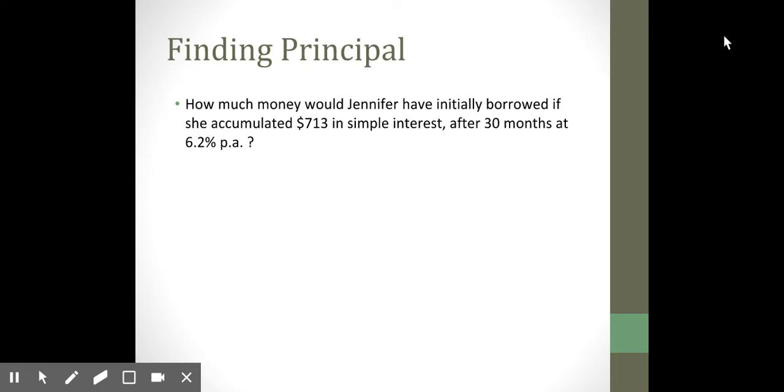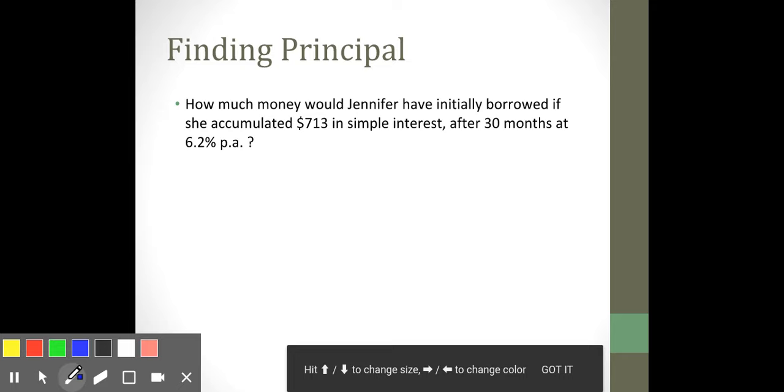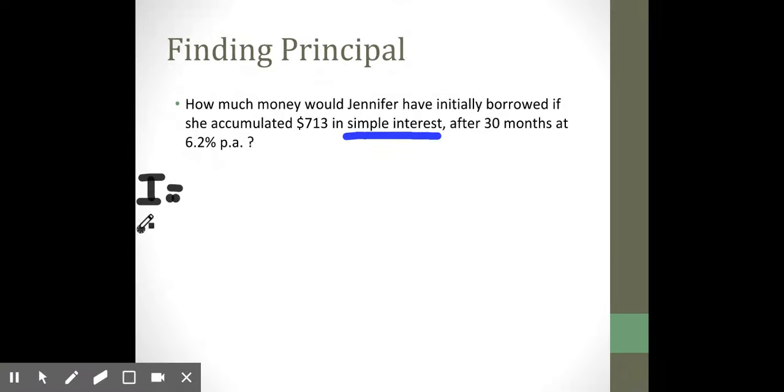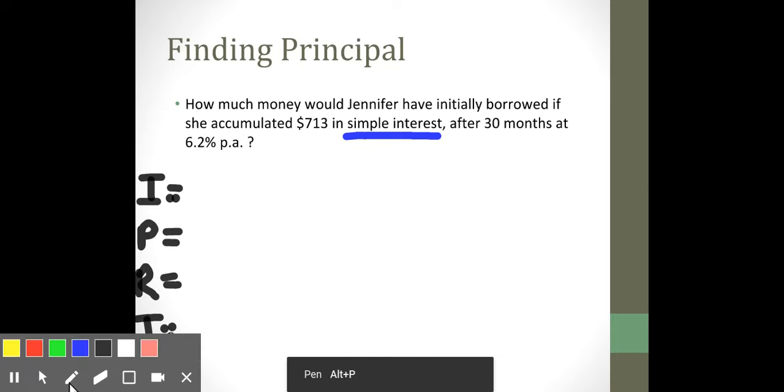Let's read this question. How much money would Jennifer have initially borrowed if she accumulated $713 in simple interest after 30 months at 6.2% per annum? So I notice the word simple interest, which means I'm going to be using the variables I, P, R, and T.